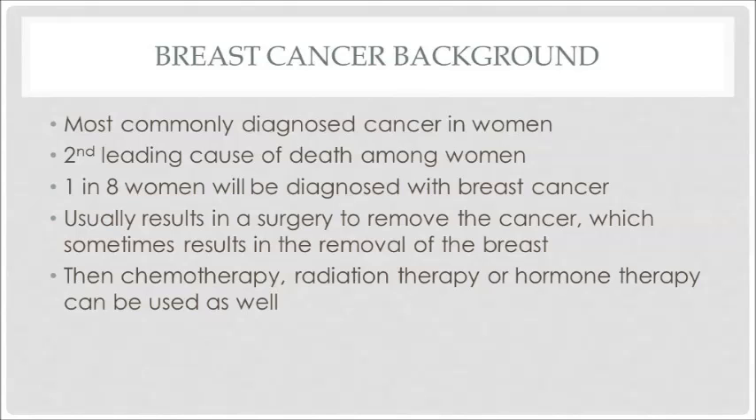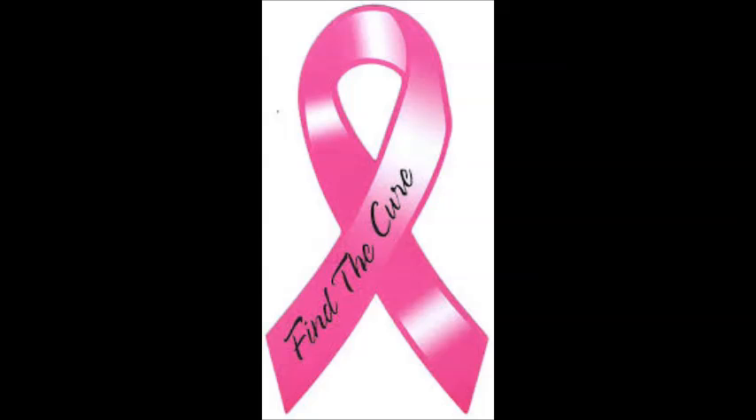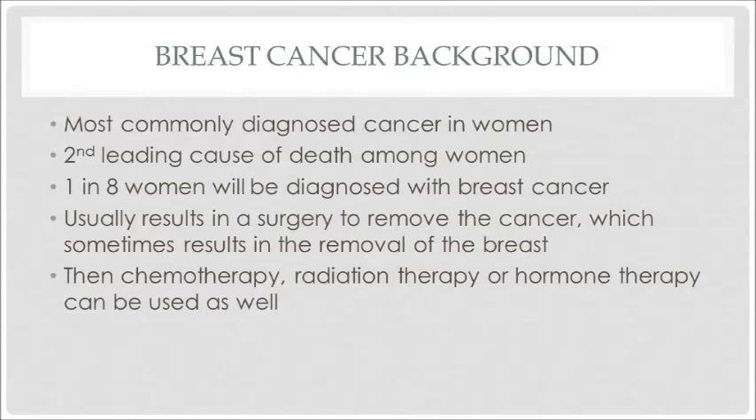The most commonly diagnosed cancer among women is breast cancer. It is the second leading cause of death among women. 1 in 8 women will be diagnosed with breast cancer at some point in their life. Breast cancer usually results in a surgery to remove the cancer, which sometimes results in the removal of the entire breast. Chemotherapy, radiation therapy, or hormone therapy may be used before the surgery to reduce the size of the tumor. These 3 therapies may be used after the surgery as well to remove any leftover cancerous cells that may remain.